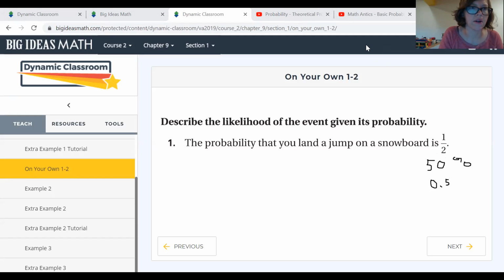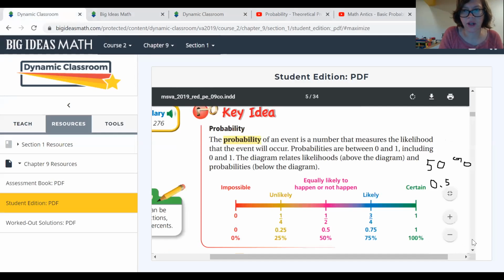So let's look back at our diagram here. So remember, here we have impossible at 0% or 0, unlikely at 1/4 or 0.25 or 25%. Equally likely to happen or not happen at 1/2 or 0.5 or 50%. Likely at 3/4, 0.75, 75%, and certain at 1 or 100%.